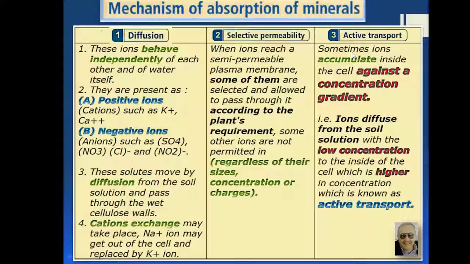Strange phenomenon. Sometimes ions accumulate inside the cell against a concentration gradient. Example, ions diffuse from the soil solution with the low concentration to the inside of the cell, which is higher in concentration, which is known as active transport. So in active transport, the plant is going to use energy to force the ions to get from outside of the plant in the soil to inside of the plant against the concentration gradient.